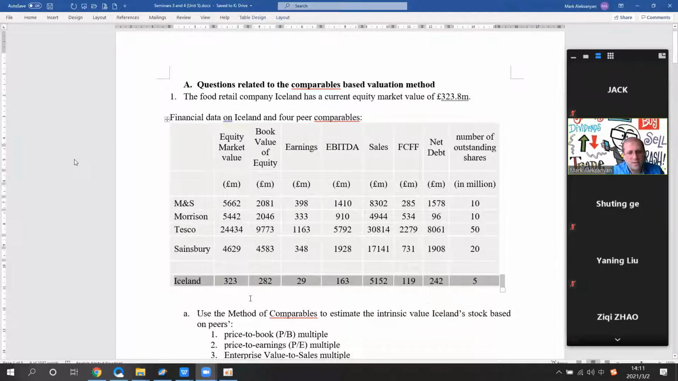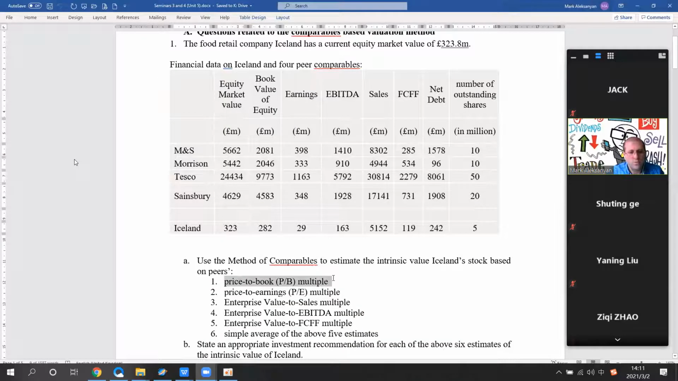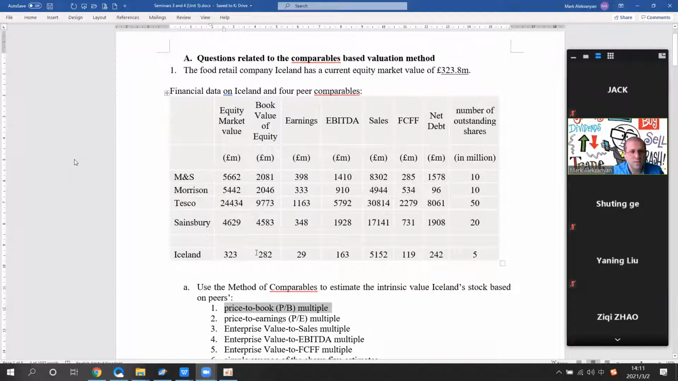So let's say we are going to try the part one, which is use the price to book multiple. How do we estimate the company Iceland's intrinsic value?